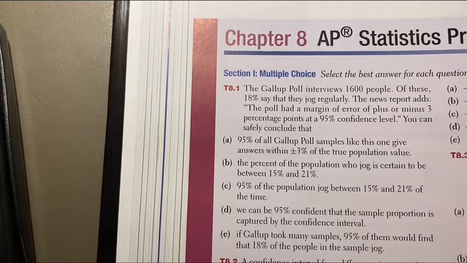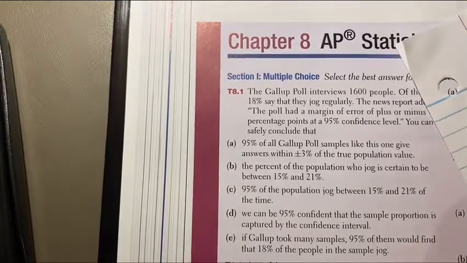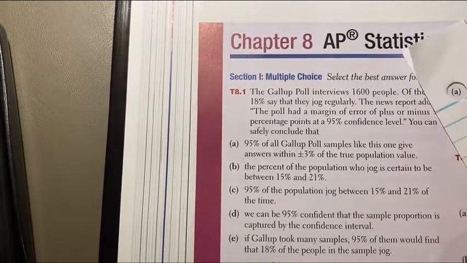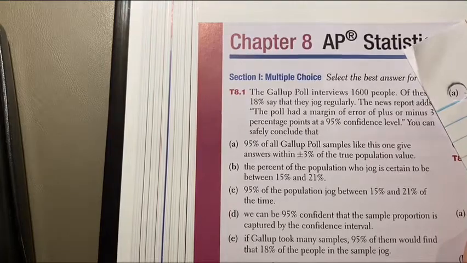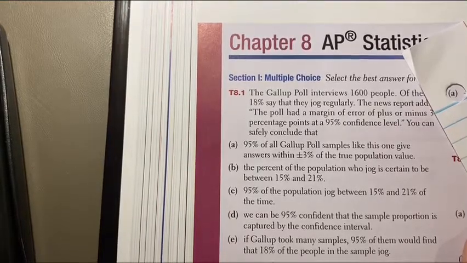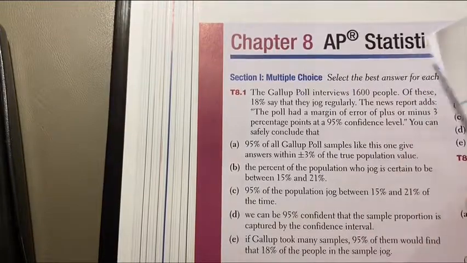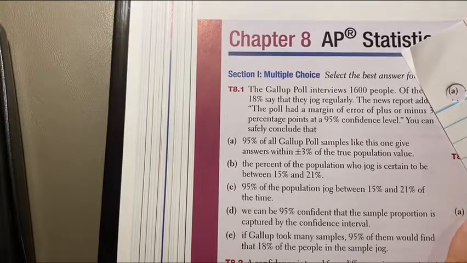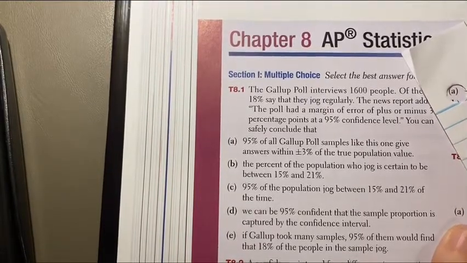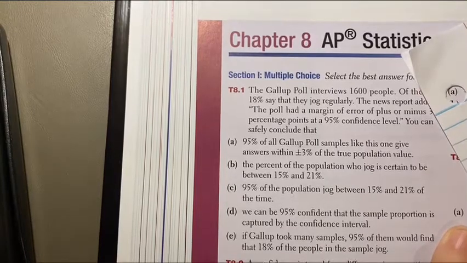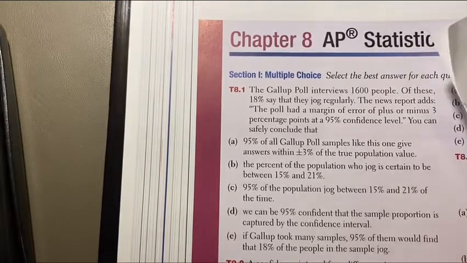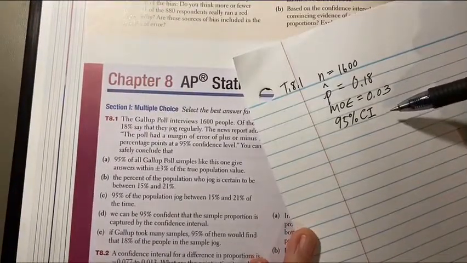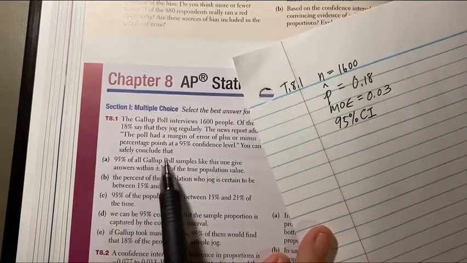So let's do it. It says a Gallup poll interviewed 1,600 people. So I'm just gonna write out how I would do this. So n is 1,600. And of these people, 18%, so that's your sample proportion, said they jog regularly. The news report adds that the poll has a margin of error of plus or minus 3 percentage points. They did a 95% confidence interval. Okay. So this is kind of what I'm writing while I'm reading the question. And then what's interesting, it says you can safely conclude what?